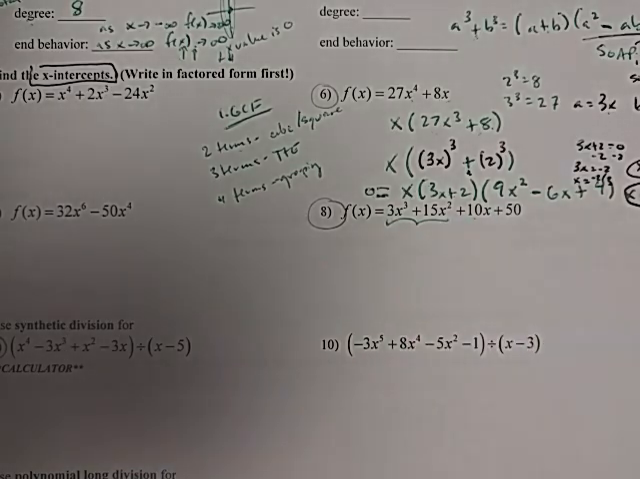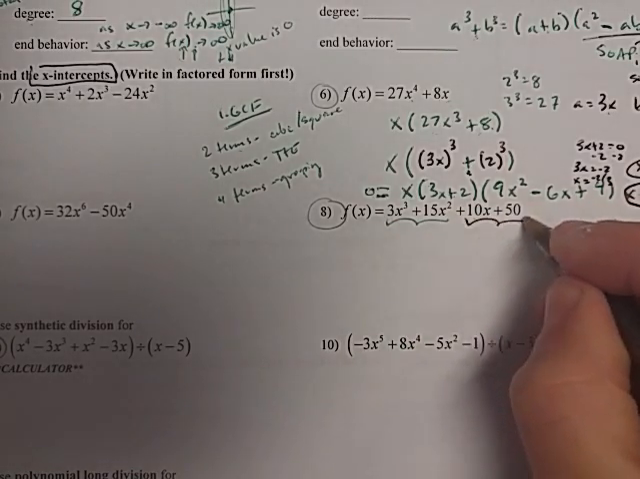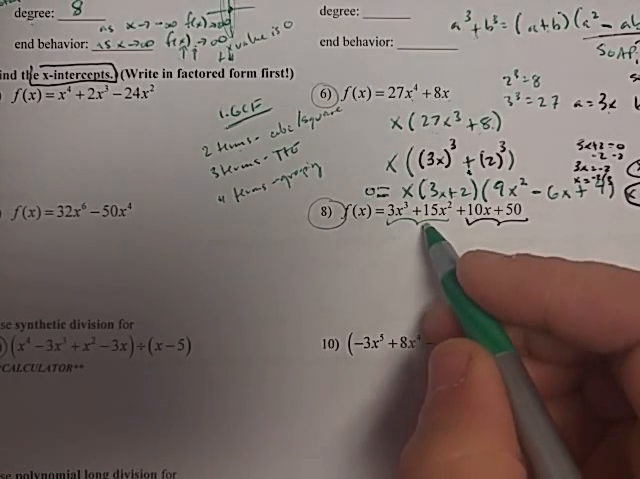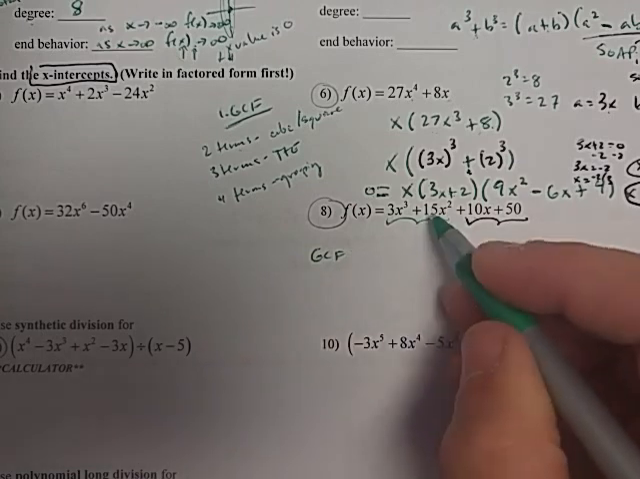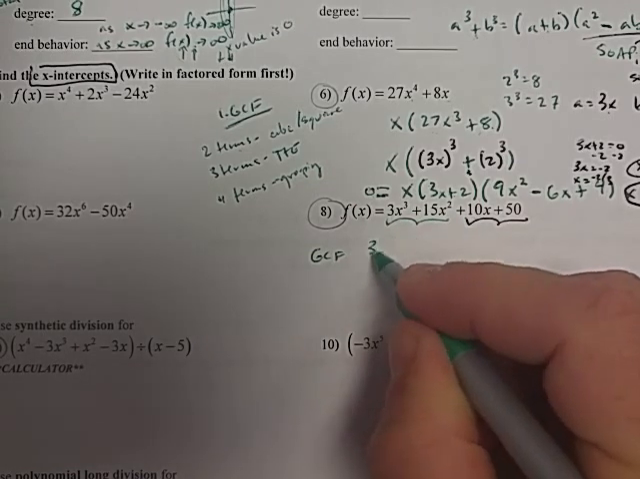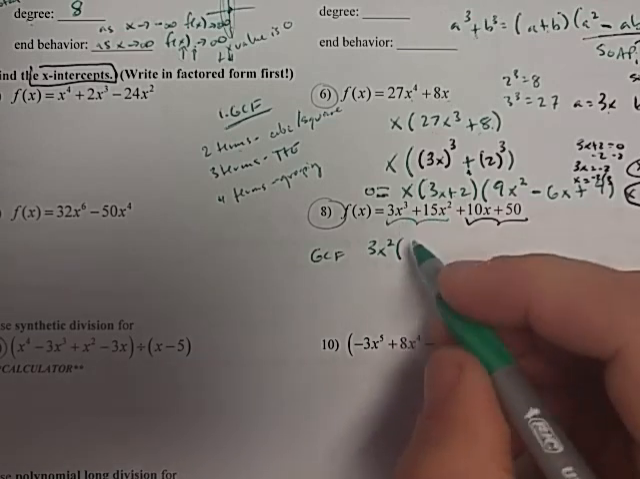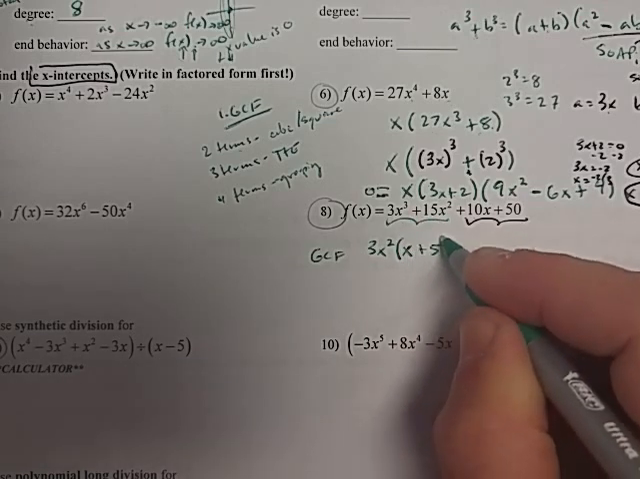So we're going to group these 2 together, and we're going to group these 2 together, although there are other ways you could group them. And we're going to pull out a GCF from the first group. So it looks like I could pull out a total of 3x squared. That's the biggest thing I can pull out. That would leave 1x here and just a 5 here.